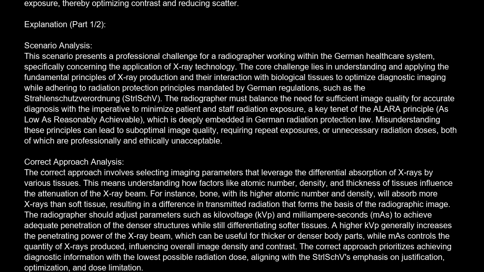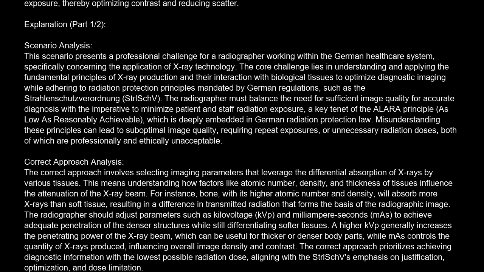Correct approach analysis. The correct approach involves selecting imaging parameters that leverage the differential absorption of X-rays by various tissues. This means understanding how factors like atomic number, density, and thickness of tissues influence the attenuation of the X-ray beam. For instance, bone, with its higher atomic number and density, will absorb more X-rays than soft tissue, resulting in a difference in transmitted radiation that forms the basis of the radiographic image.